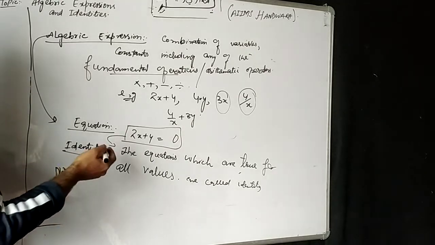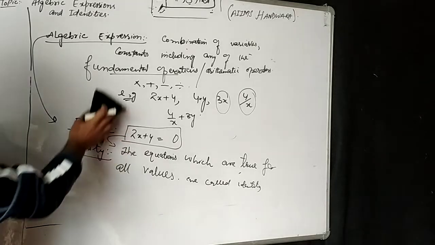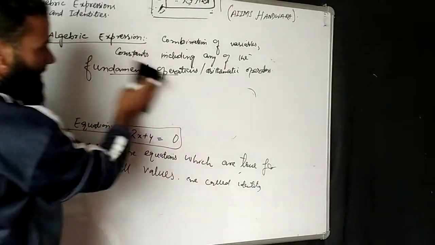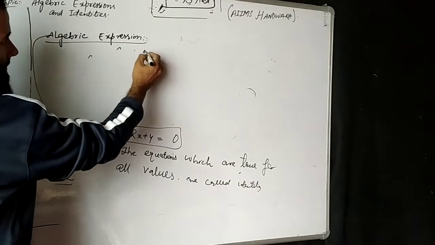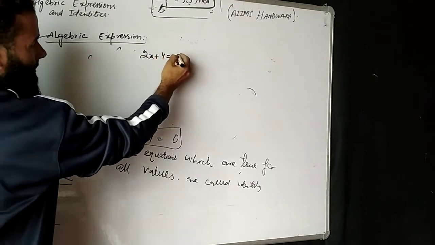Suppose I will give an example. What's the difference between an equation and identity? Suppose this is your equation 2x plus 4 is equal to 0.